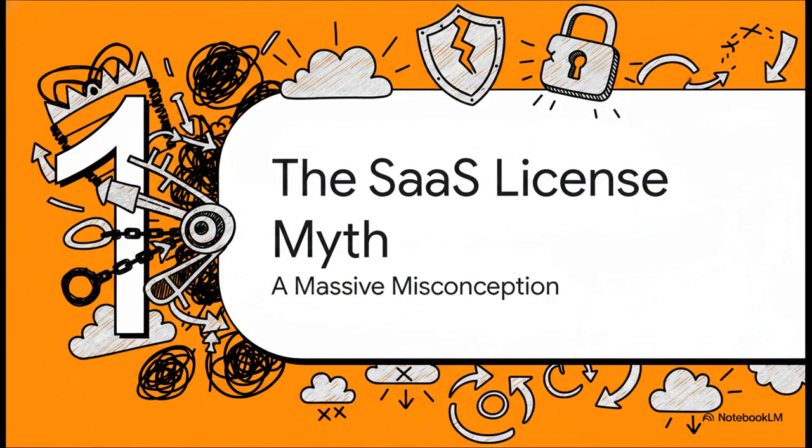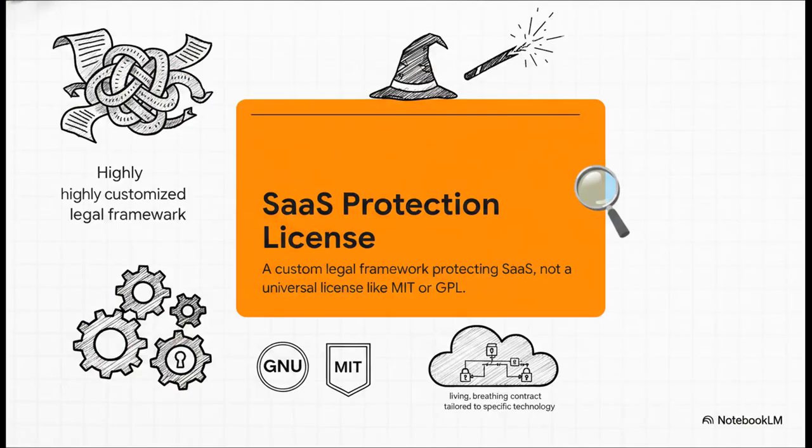Section 1. The SaaS license myth, a massive misconception. Let's dive right into this huge trap I see founders fall into constantly when they're getting ready to launch. There's this super common belief out there that there's some magical, universally recognized SaaS protection license that you can just download, fill in the blanks, and be completely covered. But unlike standard open source licenses like the GNU GPL or the MIT license, a SaaS protection license isn't just a single universal badge you slap on a website. Honestly, treating it like one is basically buying a cheap padlock for a bank vault. Instead, it's a highly customized legal framework designed specifically around the unique mechanisms of your cloud software and APIs. It's really a living, breathing contract that's totally tailored to how your specific technology actually operates.